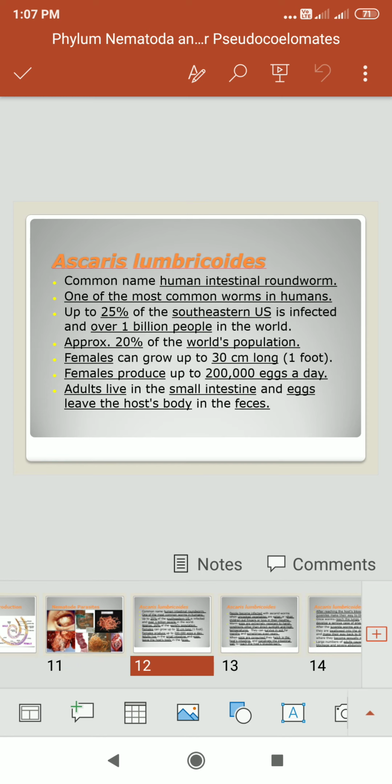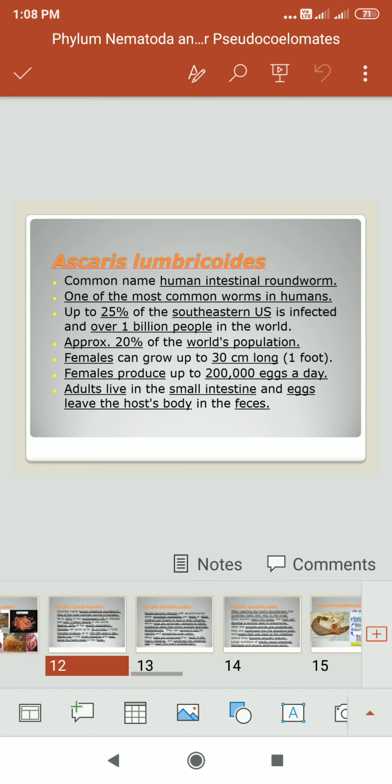So Ascaris lumbricoides, the common human intestinal roundworm, is one of the most common worms in humans. Up to 25% of the southeast US is infected, and it infects 1 billion people in the world. Females can grow up to 30 centimeters, that is 1 foot, long. The females produce up to 2 lakh eggs a day. Adults live in the small intestine, and eggs leave the host body in the feces.